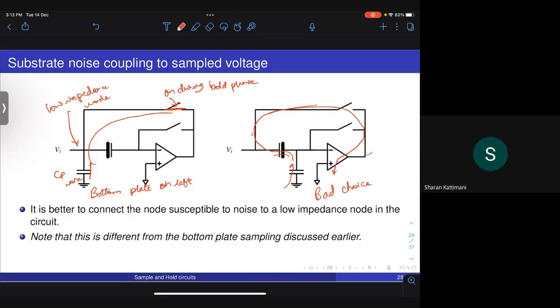So notice that this is different from bottom plate sampling. In the layout, physically the one with the plate which is closer to the substrate should always be tied to a low impedance node, because that is the node which will pick up noise from the substrate because of any noise and parasitic capacitances. Okay, so these are the various ways of sampling.